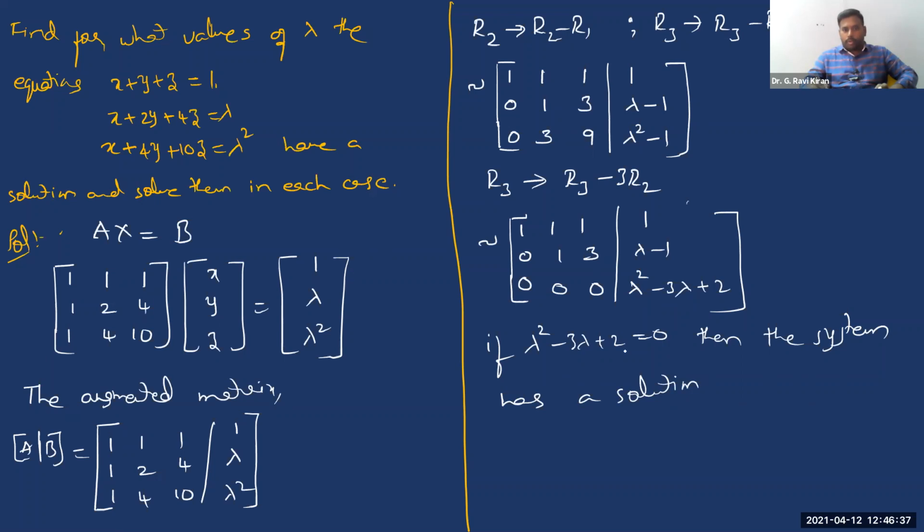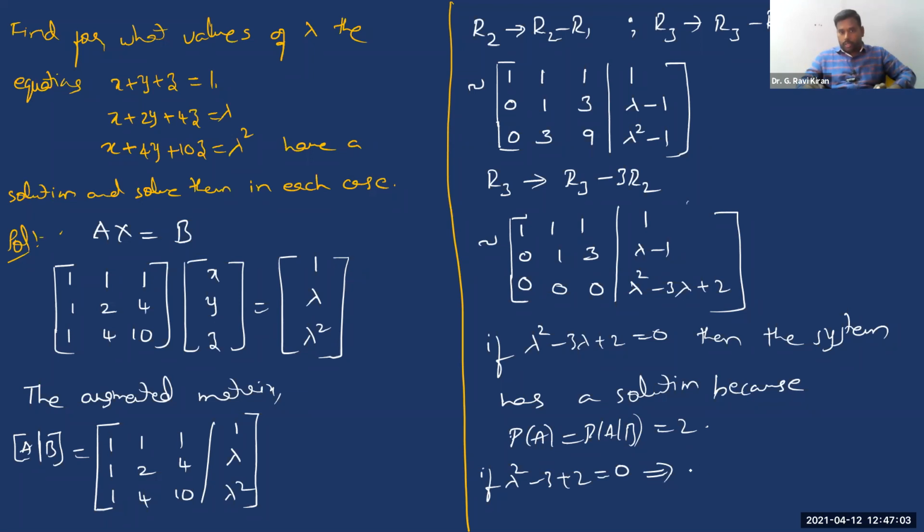Why? Because the ranks of A and AB are equal, the system has a solution. In that case, rank of A and rank of AB will be equal to 2. So if lambda square minus 3 lambda plus 2 is 0, what may be the values of lambda?